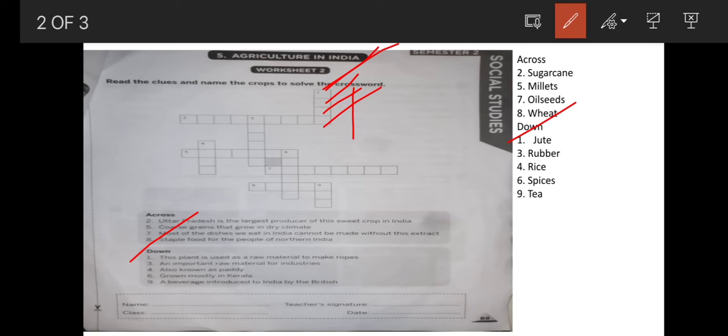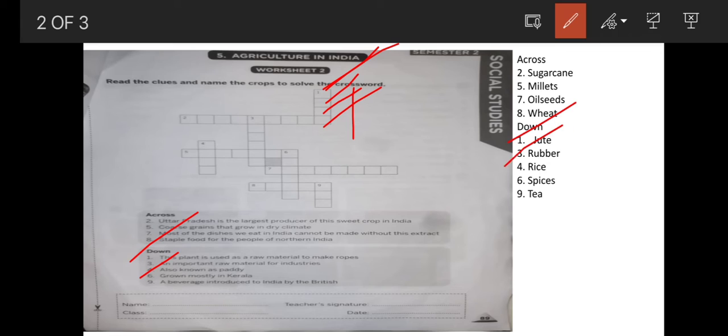ropes. Means jute is a raw material which is sent to the industries, and in industry they will manufacture into ropes. So jute is the plant which is used as a raw material to make ropes. To make ropes, what do we use? We use jute. Next 3, an important raw material for industries.